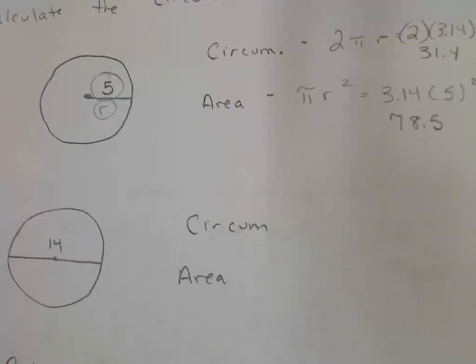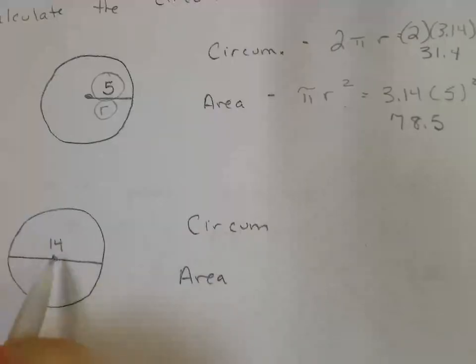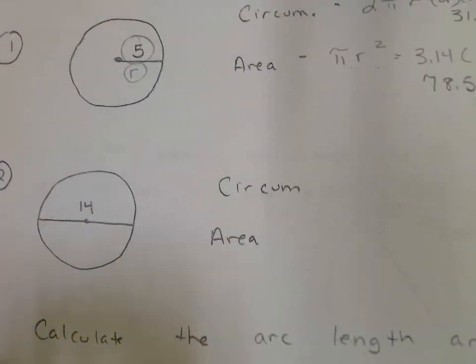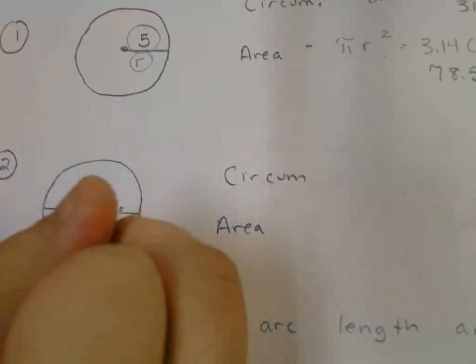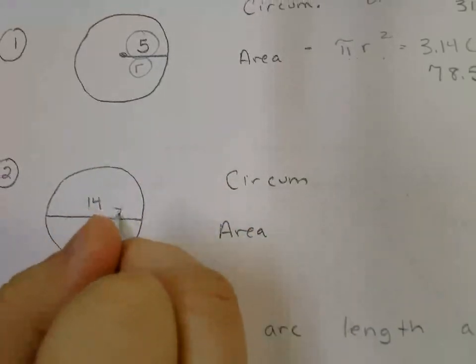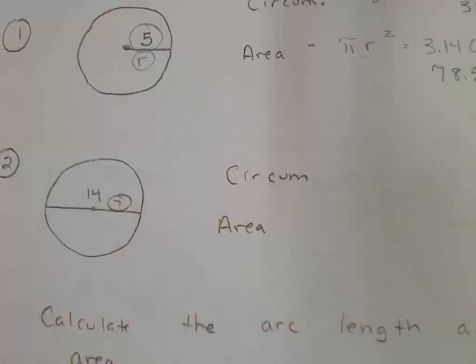Number 2, if you'll notice, it goes all the way across the circle. So you need to look at your picture and be like, is that a radius or is that a diameter? In this one, they give you the diameter. The diameter of this is 14. So what would my radius be? If my diameter is 14, what would my radius be? 7. Okay, so my radius here is 7.